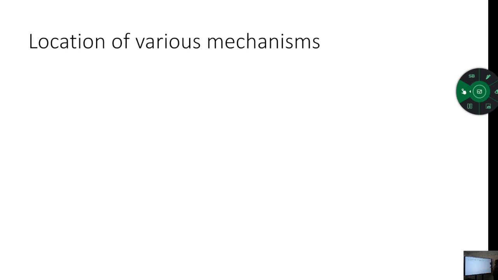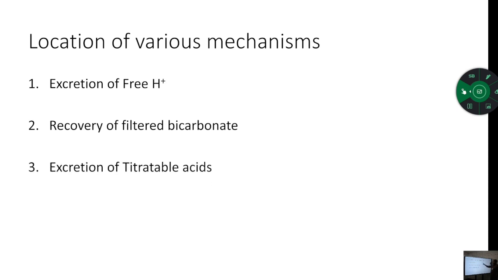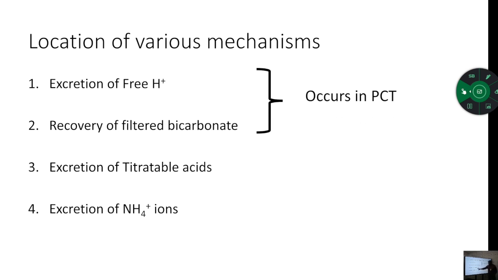Now, if you speak about the location of various mechanisms, I told you these four strategies occur in different parts of the kidney. As you already know, the nephron can be divided into the Bowman's capsule, proximal convoluted tubule, the loop of Henle, the distal convoluted tubule, and the collecting duct. If you ask me where each of these strategies occurs in the nephron, these are the locations. The excretion of free H plus and the first mechanism both occur in the PCT, the proximal convoluted tubule, whereas the titratable acid and the ammonium excretion occur in the distal convoluted tubule, or some of them occur in the collecting duct also.